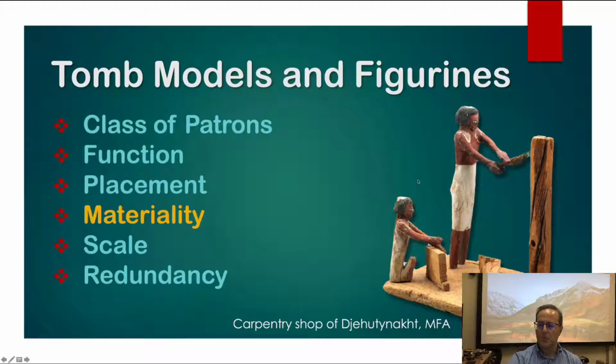In the case of the Egyptian models, we also notice that the tools here in the carpentry shop of Jehudi Nacht, the governor who was buried in this tomb, are really made of bronze. So there's an actual bronze tip here. And the wood in the carpenter shop are the real types of wood that these carpenters would work with: acacia, sycamore.